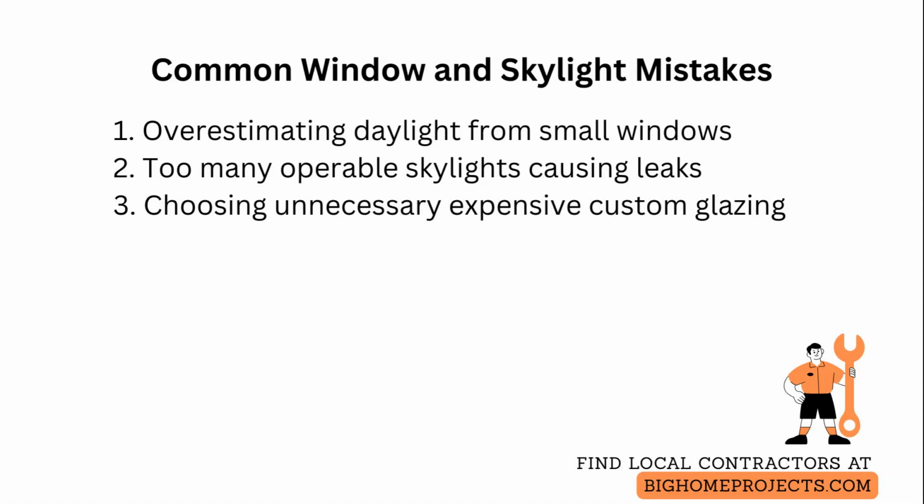Another common issue is choosing too many operable skylights, which create leak risk and high maintenance. The fix is to limit operable roof penetrations, use quality flashing details, and prioritize operable wall windows for ventilation.